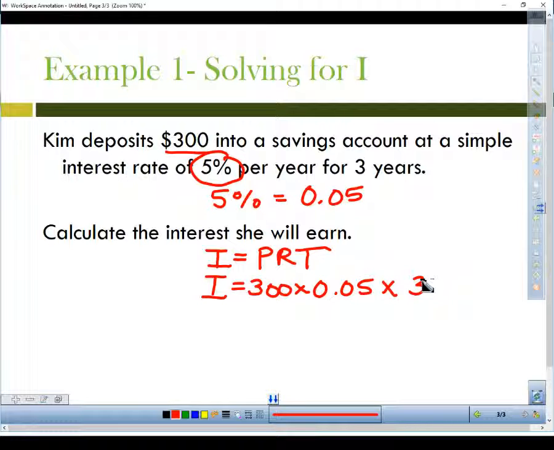So you're going to put that in your calculator. 300 times 0.05 times 3 gives you $45. So the interest she earns is $45. That means the bank is going to put $45 into her account for leaving her money in the bank for 3 years. So $45.